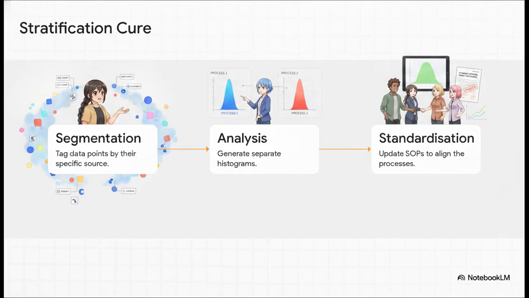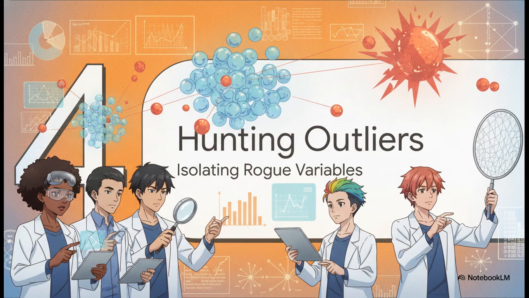To cure this split personality, we use a specific Lean Six Sigma technique called stratification. First up is data segmentation. We tag every single data point by its source. Was this from the day shift or the night shift? Was it digital or manual? Second, comparative analysis. We generate separate histograms for each tag just to prove that they are in fact two separate, stable, unimodal processes. And finally, standardization. We update our standard operating procedures to align the processes, aiming to unify them all back into a single, predictable peak.